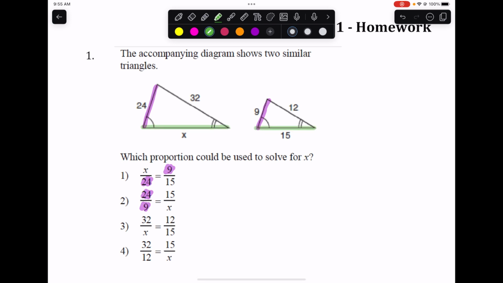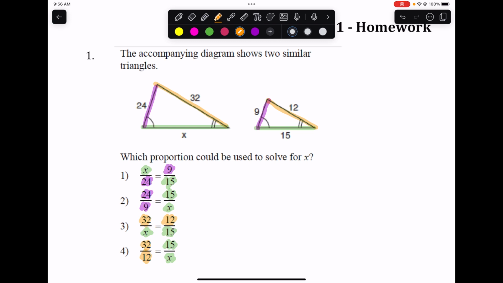So x and 15. And then we have 32 and 12. So what we should be able to see here is that we're going to have to set up a different proportion than what we were used to.